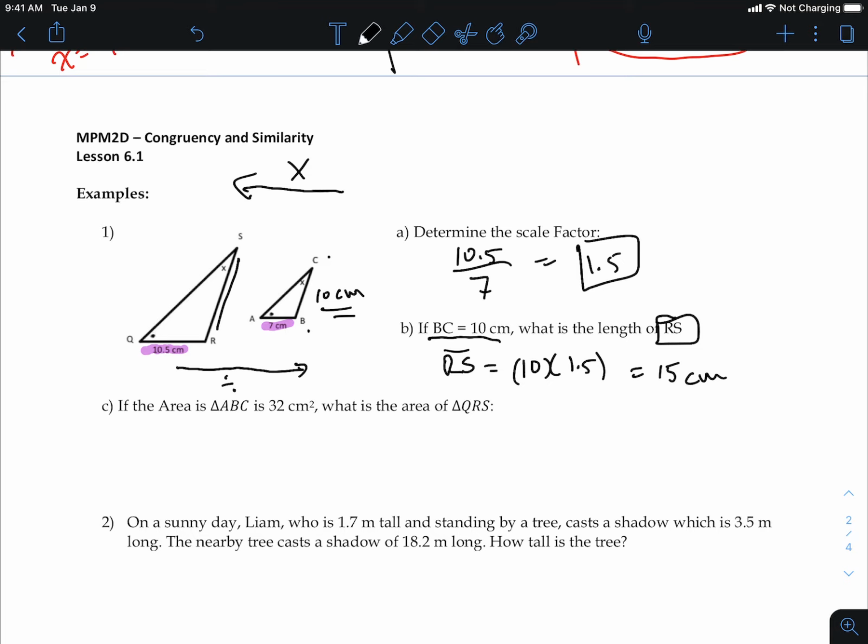Why are you laughing? I'm just seeing if you guys are going to freak out or not. Find the area? Find the area, you mean? Yes.